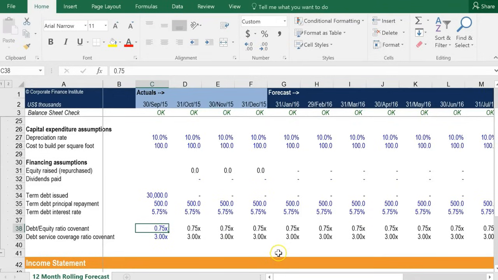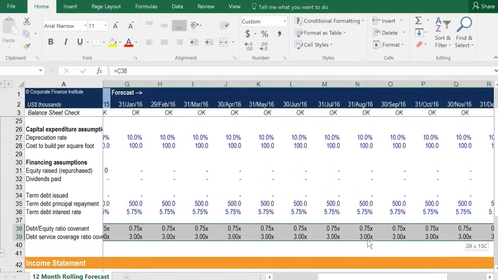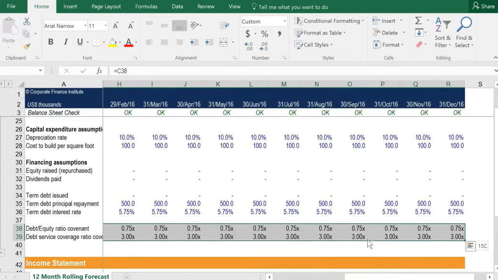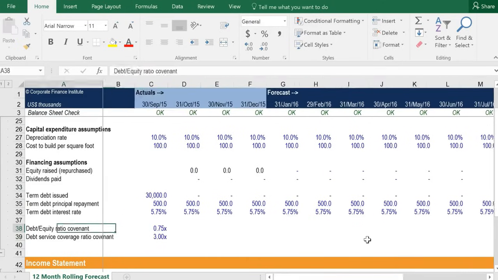I also have filled out here that we have a debt to equity ratio covenant of 0.7 times and a debt service coverage ratio of 3x. These formulas here are simply linking to the one reference cell. I'm going to delete these. Using Control Shift and the right arrow, I can select all those cells.